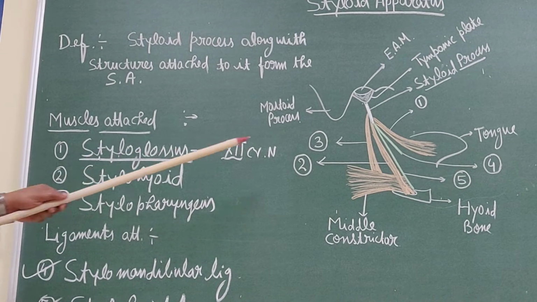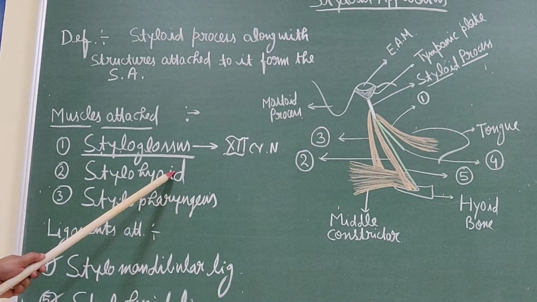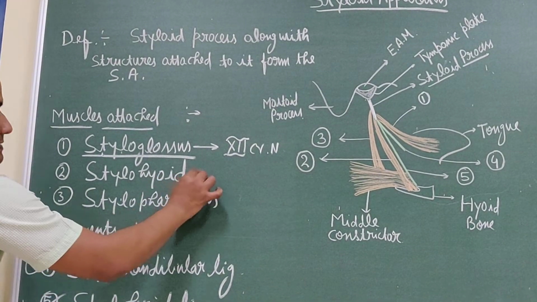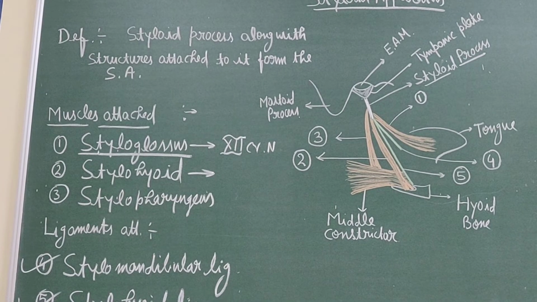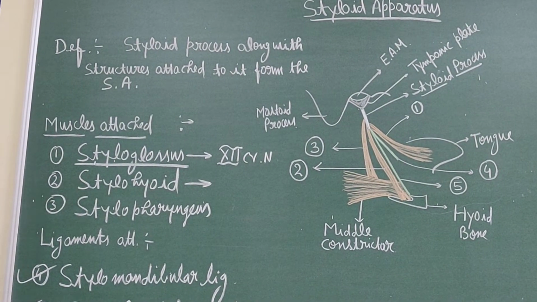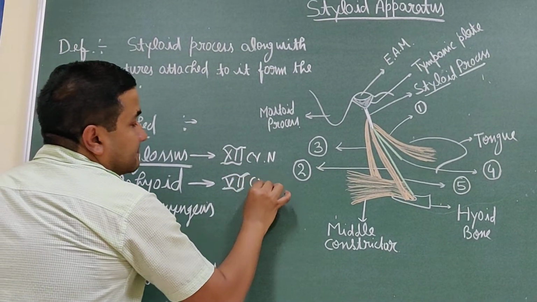Then the stylohyoid muscle. This is one of the examples of the suprahyoid muscles. There are four suprahyoid muscles, and one muscle is the stylohyoid muscle. It is supplied by the facial nerve, the 7th cranial nerve.